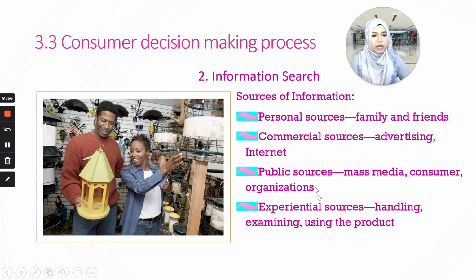All right, and another source of information is from your own experiential sources, which you experience by handling it, examining it, or even you yourself have ever used it before. So you start to recall, oh, my experience previously using this kind of product is like this, like that. All right, if you like it, then you might want to buy again, and if you don't like it, then you don't want to buy the same product or same brand anymore. All right, so that is about information search.